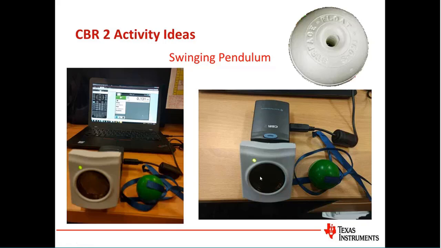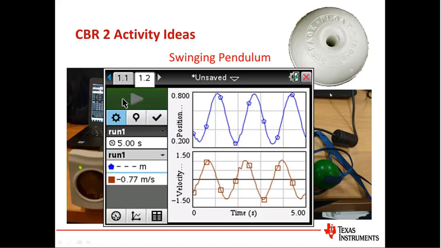So of course you can actually use a fishing float, as good old Peter Fox demonstrated to me a while ago. If you take a nice big fishing float and you put a string or a rope through it, and then you swing that in front of your CBR2, you can get some really nice data coming out of it. Especially if you only look at about 3 or 4 swings, air resistance hasn't had a chance to set in and completely wreck the data yet. So you get some really nice data, both in terms of position and velocity.